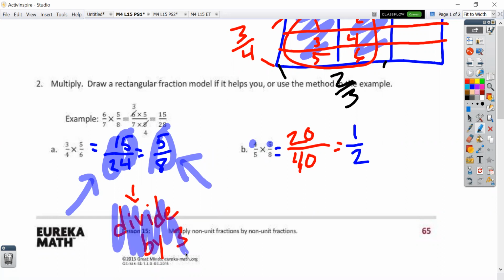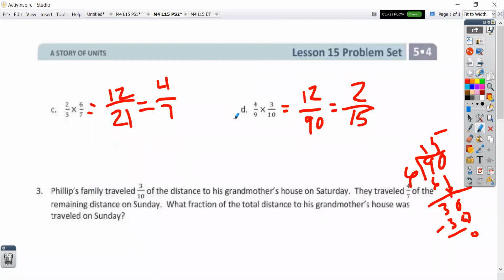On this one, it's a divide by 3. We divide the top and the bottom, the numerator and the denominator by 3, we get 5/8. Let's take a look at the next page.